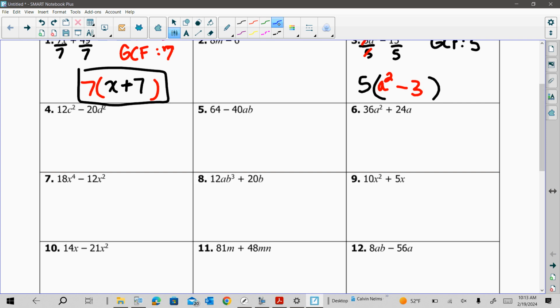So on 5 here, I'm looking for the GCF between 64 and 40. Yes, 8. So I'm dividing each term by 8. The 8 is outside the parentheses. So we should have 8 minus, and what are we going to simplify the next term as? 5AB. Yep, 5AB, yes.